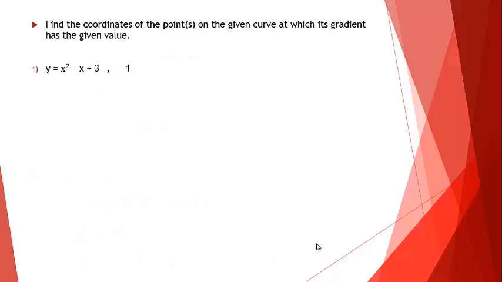Find the coordinates of the point or points on the given curve at which its gradient has the given value. So the equation of the curve is given, and we are asked to find the coordinates on the given curve at which the gradient has the given value of 1.